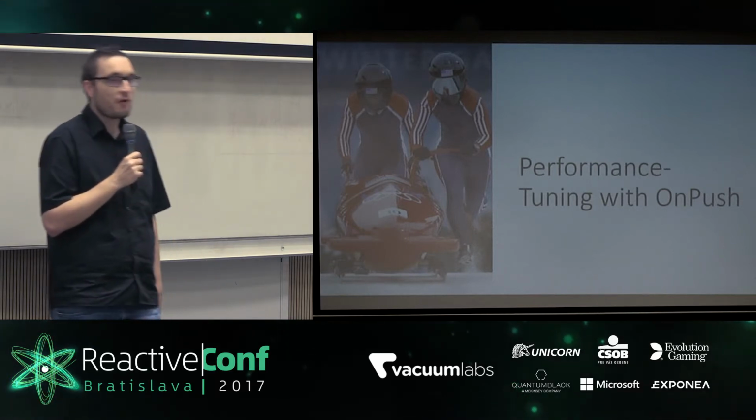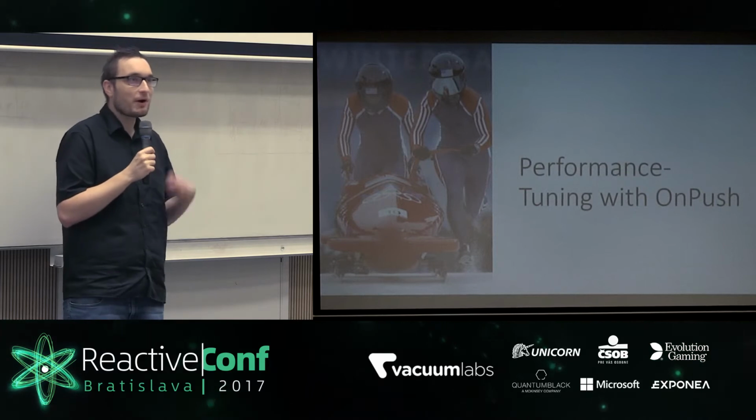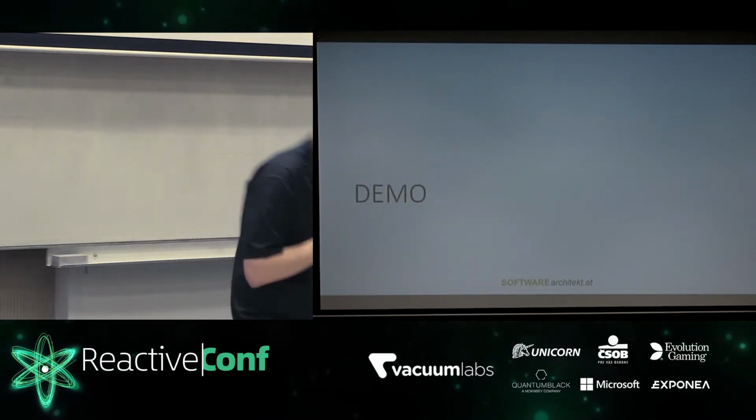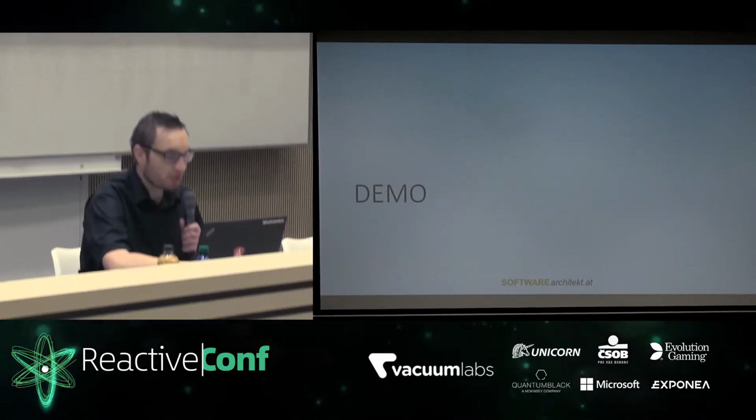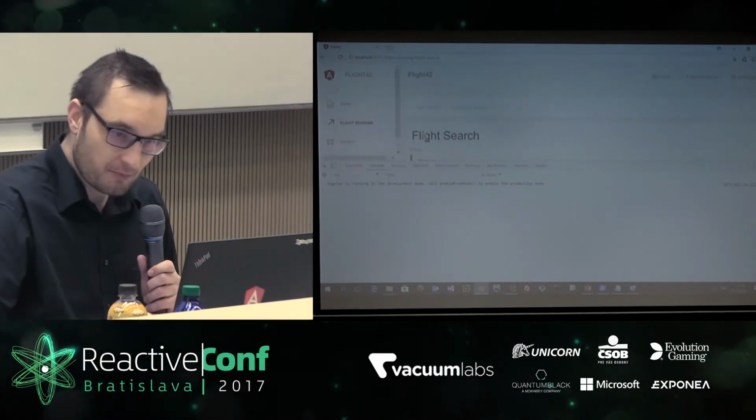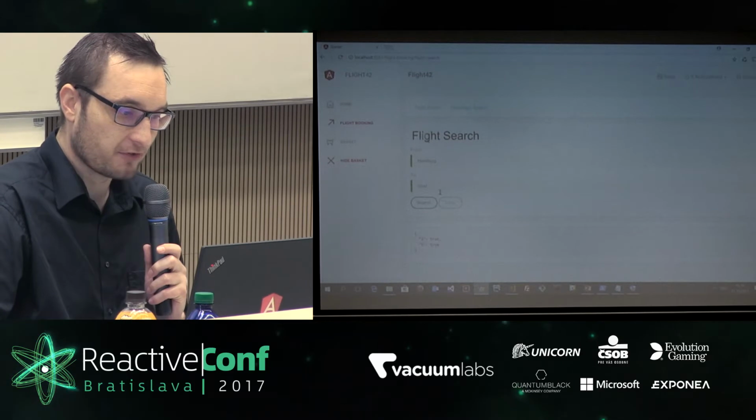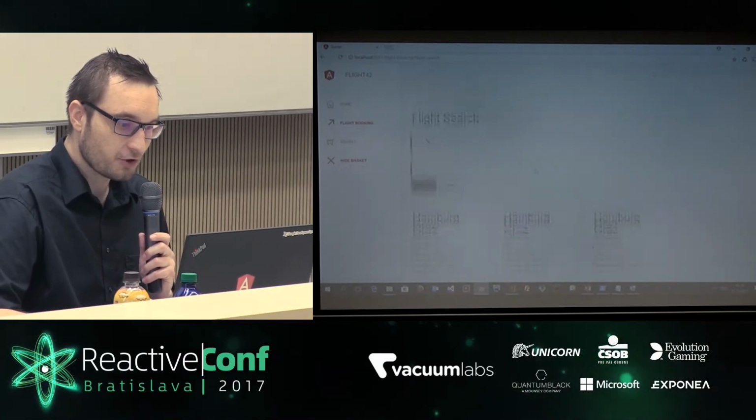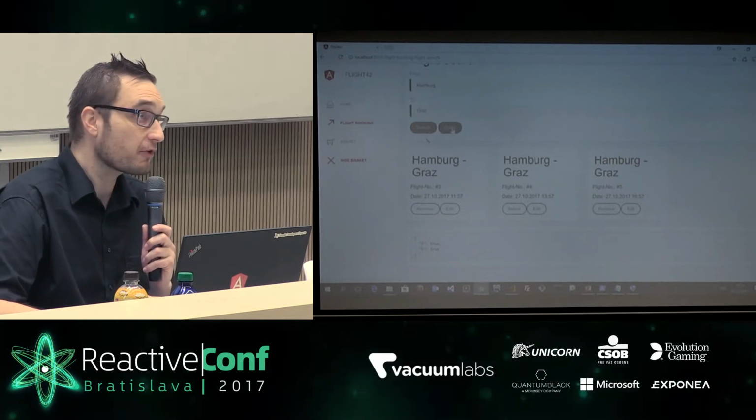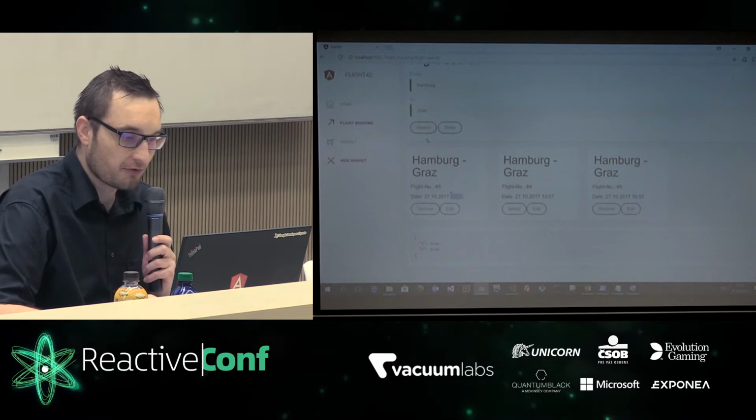Let's talk about performance tuning with OnPush. And instead of talking about theory, I will just jump into my example one more time and show you a motivation for OnPush. So, as mentioned before, within my example, I can search for flights. Let's click search. And there is also this delay button, which is delaying just the first flight. Not the other ones, just the first one. Just have a look at the first flight.